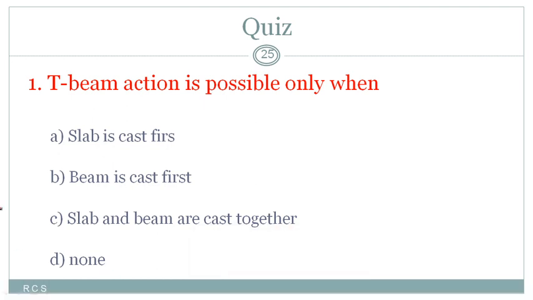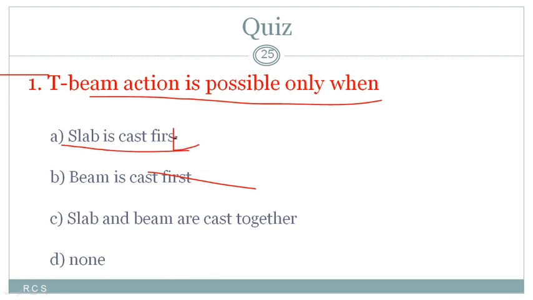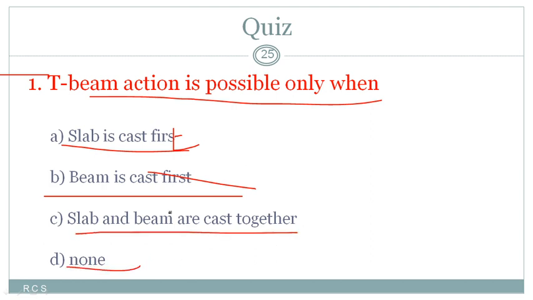Based on today's lecture, we have some quiz questions. Let us discuss those also. What is the first question? The T-beam action is possible only when slab is cast first, beam is cast first, slab and beam are cast together, and none. The T-beam action will occur when slab and beams are cast monolithically. That means cast at the same time. So option C is correct for this question.